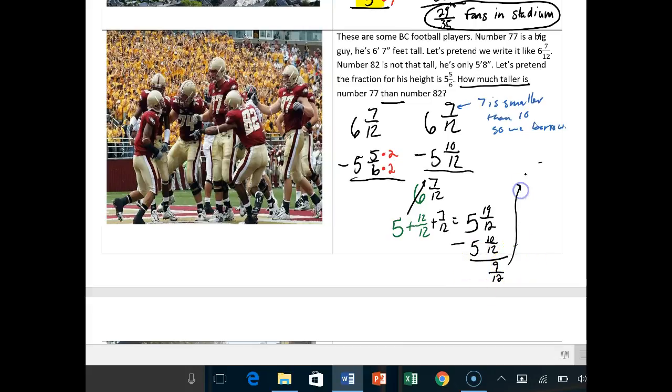But we need to simplify 9 twelfths. We can divide both 9 and 12 by 3 to get 3/4, and we want to say inches taller. And that's our answer here. All right, so he's almost a foot taller than number 82.